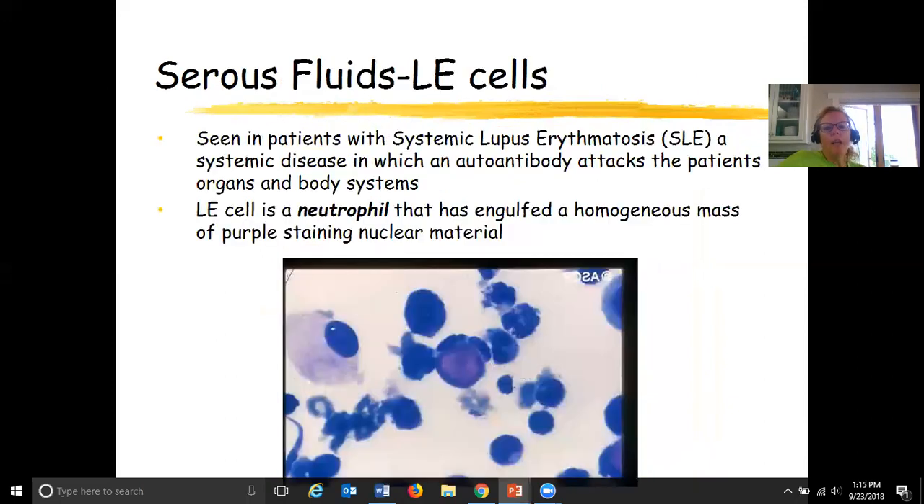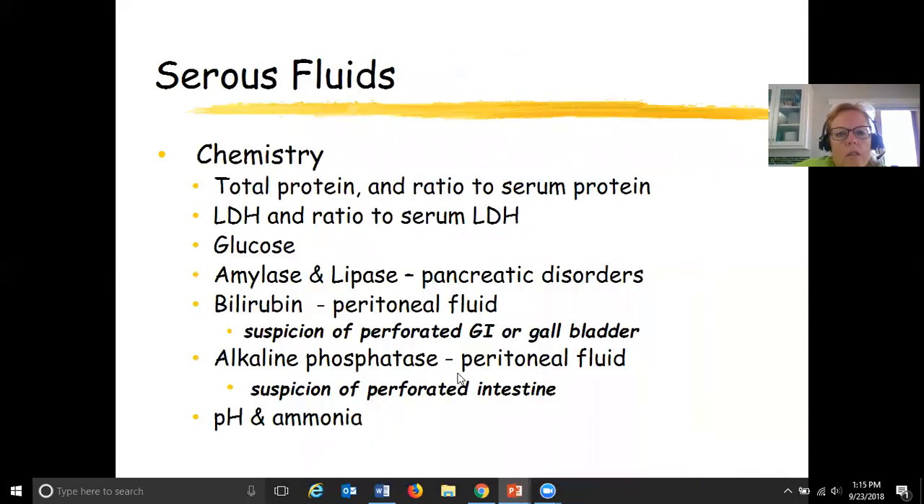In patients with systemic lupus, which is an autoimmune disorder where the patient's own antibody attacks the patient's own organs and body systems, an LE cell is a neutrophil that has engulfed a mass of nuclear material. So this is an example of an LE cell. These are actually the lobes of the nuclei of the neutrophil. You can't really see the outline of the neutrophil because this whole bit of nuclear material has taken up the whole space of the cell. But an LE cell is what you see in lupus.